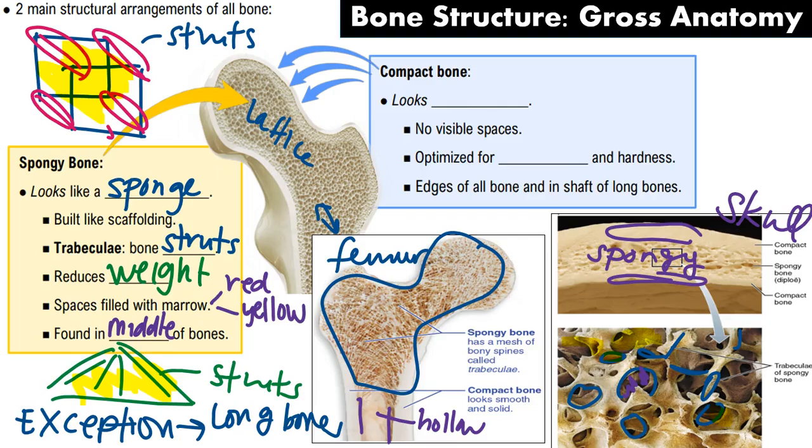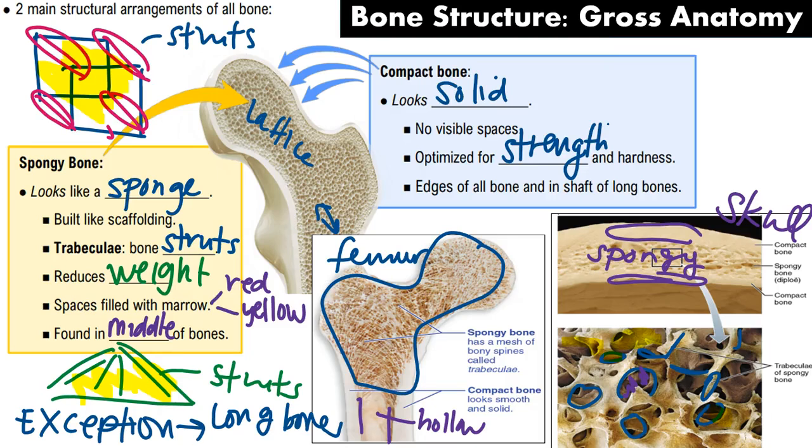Now, compact bone is going to look solid. Why? Because there are no visible spaces. They don't have all those little holes in them. And what else does that mean? It means that they're going to be optimized for strength and hardness. This makes sense because if one of the functions of bone is protection, then you don't want all of your marrow to just spill out of it. You want to make sure that the outer portion of the bone is protected. And so that's where that compact bone comes in.